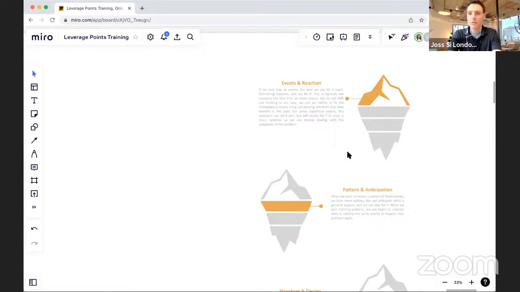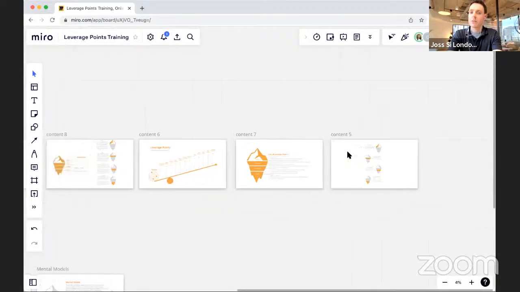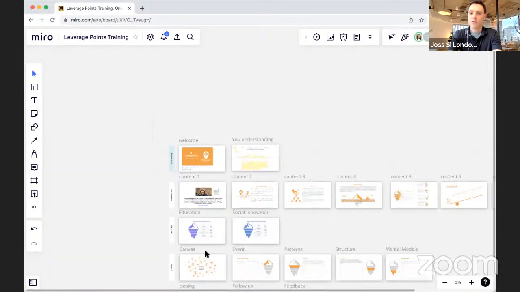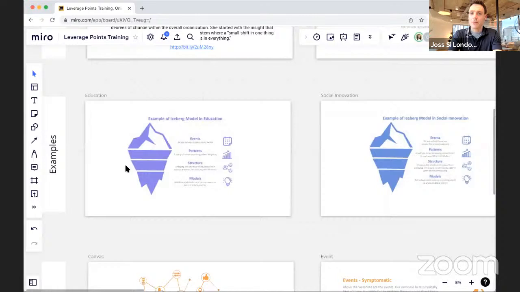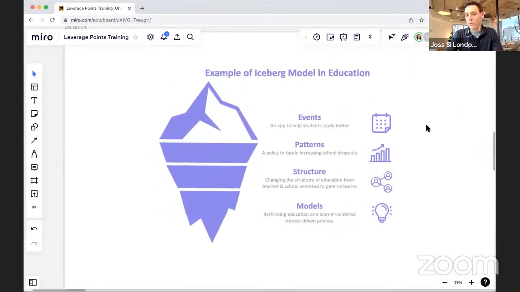So there we have it. That's the idea of the iceberg model and leverage points. Hopefully you understand the idea at this stage. Let's quickly take a look at some examples. If we're talking about education, and we're trying to intervene in that system, we're trying to find leverage points, to change it in some way.